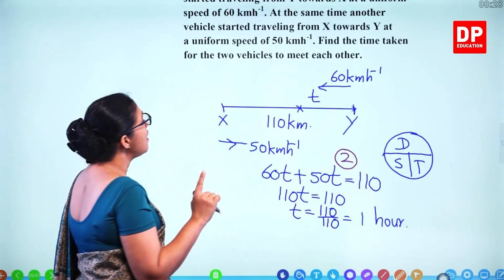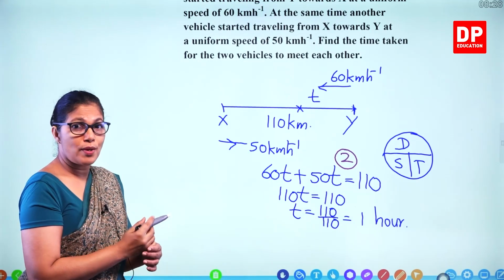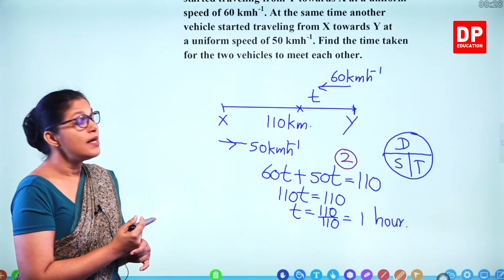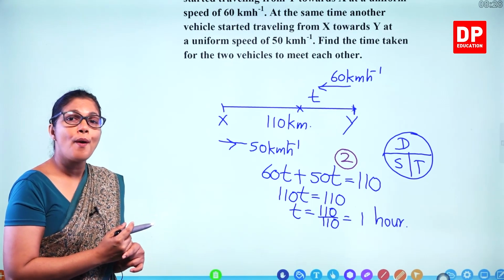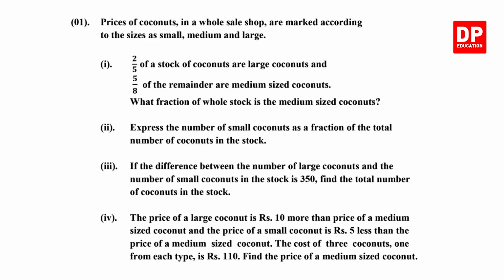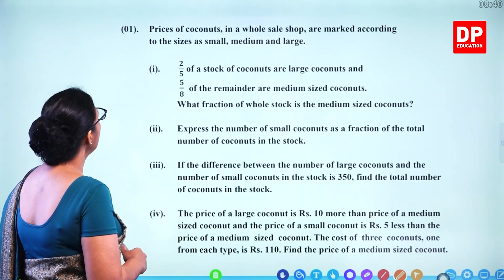So we covered all 25 short questions in this paper, and next we'll do part B. Let's do part B. Question number 1. You get a fraction question. So we'll do it separately.